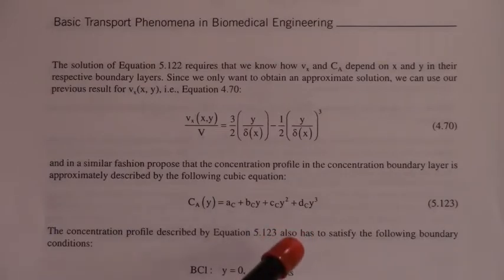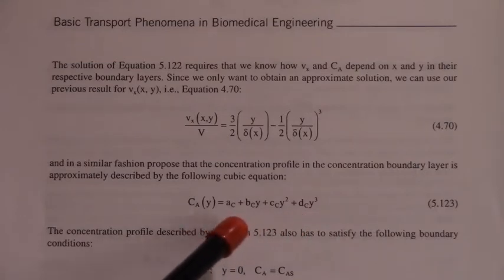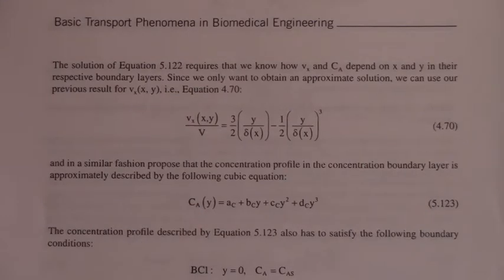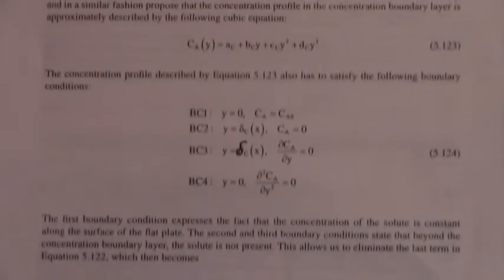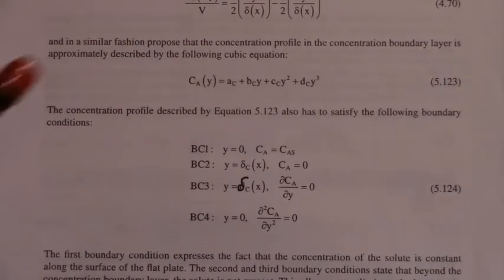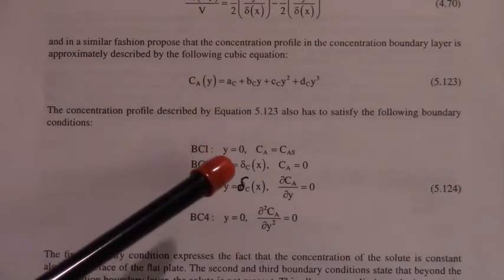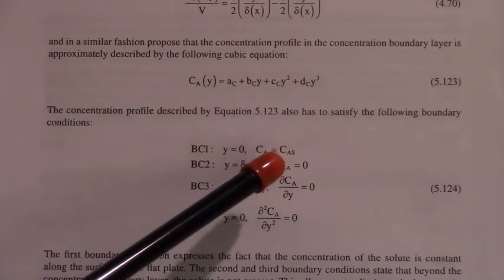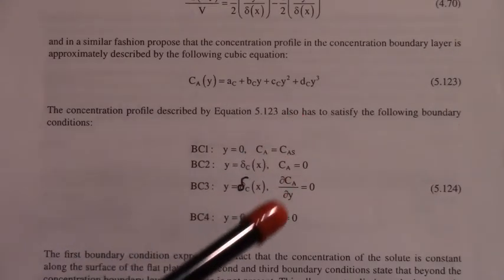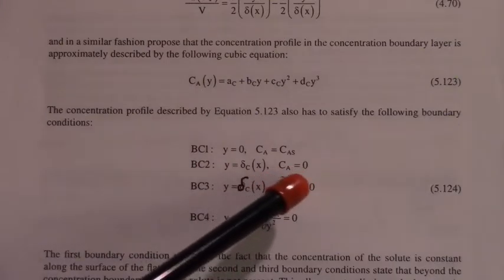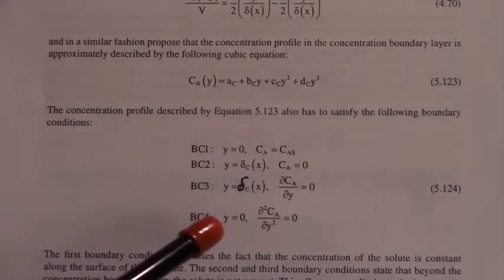So in order to use equation 5.123, we have to find the four constants A_C, B_C, C_C, and D_C, and that's where we introduce these boundary conditions. These are the boundary conditions for the solute at y equal to 0, at the surface. The concentration we know is C_AS. When we get to the edge of the boundary layer, the concentration of the solute goes to 0.